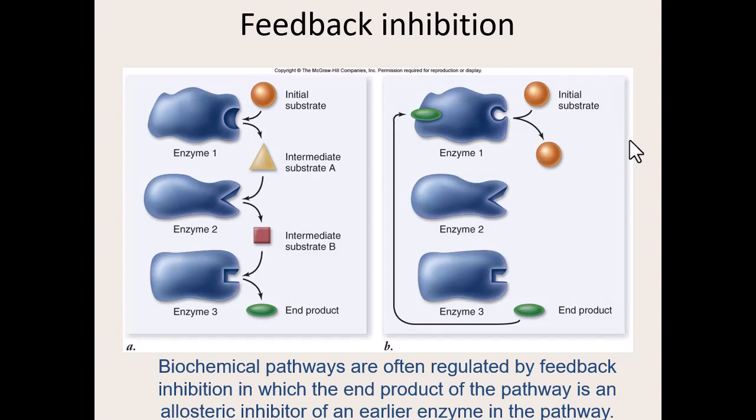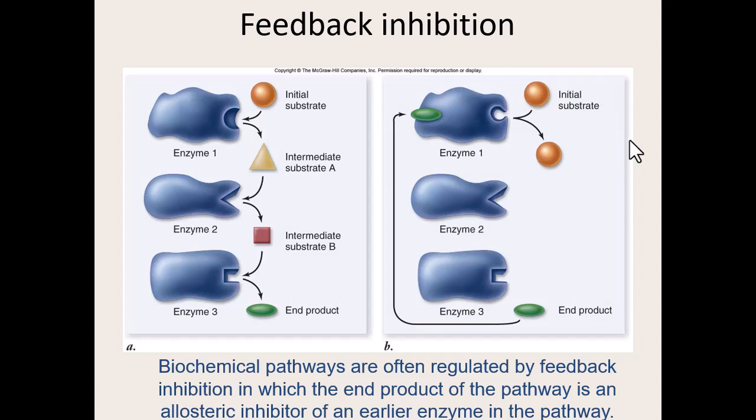It will attach to that first enzyme and make that first enzyme change shape, and that first enzyme's like, oh, well, I can't take any more little orange circles and turn them into yellow triangles. And if you don't have yellow triangles, you don't have red squares, and you don't have any more end product. So the idea is, once we've made enough end product, the end product becomes an inhibitor. This is the most efficient way for our body to work. It makes what it needs to make, and then it stops.